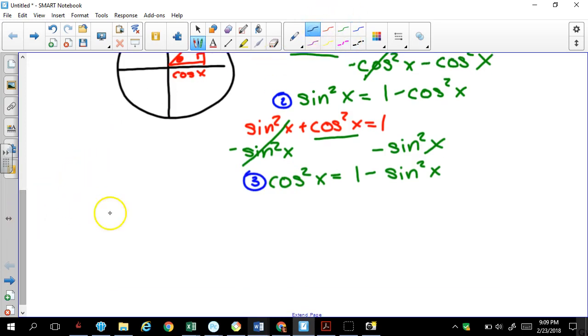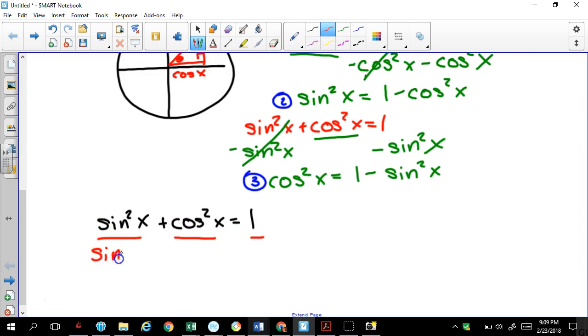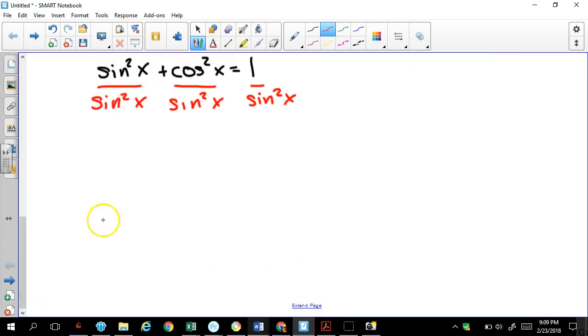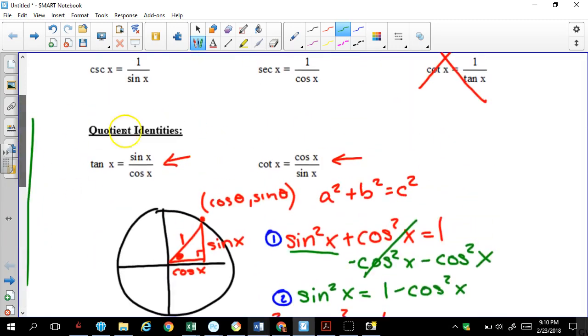Now, I can take that original one, sine squared x plus cosine squared x equals 1. And if I was to take it and divide each one of these by sine squared x, I could do that and I could simplify and I'd find another identity. So sine squared x divided by sine squared x is 1, because anything divided by itself is 1. Cosine squared x divided by sine squared x is cotangent squared, because cosine over sine is cotangent, right? We've got that right here. So cosine over sine is cotangent.